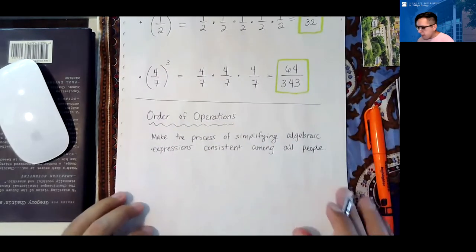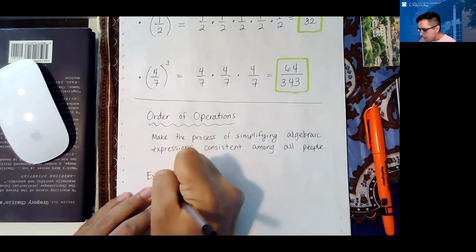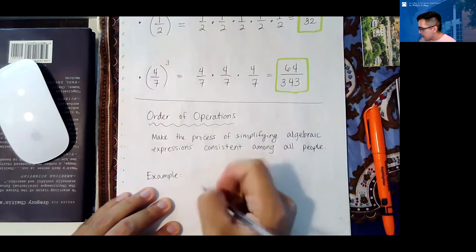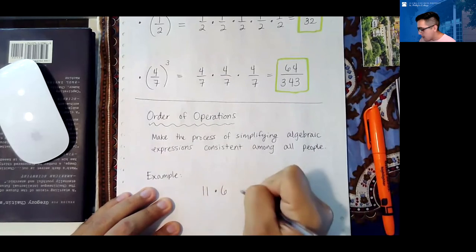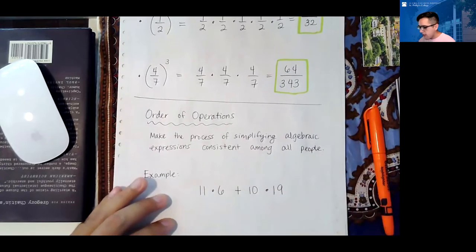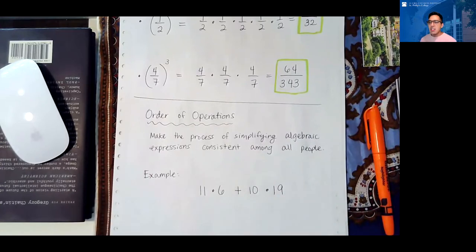So let's think about this for a moment. Maybe I'm going to use this as an example. Let's say that we had the expression 11 times 6 plus 10 times 19. Okay, I want you to work this problem out, simplify it, and then we'll discuss what we get. I'm not going to tell you what order in which you need to do the operations. I'm just going to say, take a crack at it, see if you can get a simplified result, and then we'll see if we get different answers.